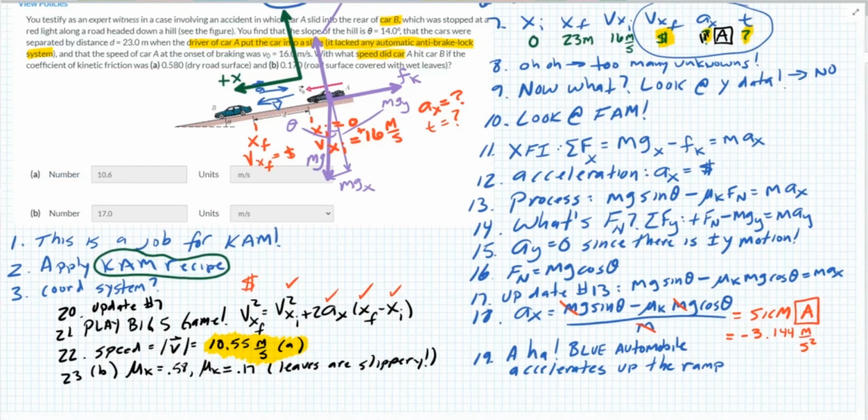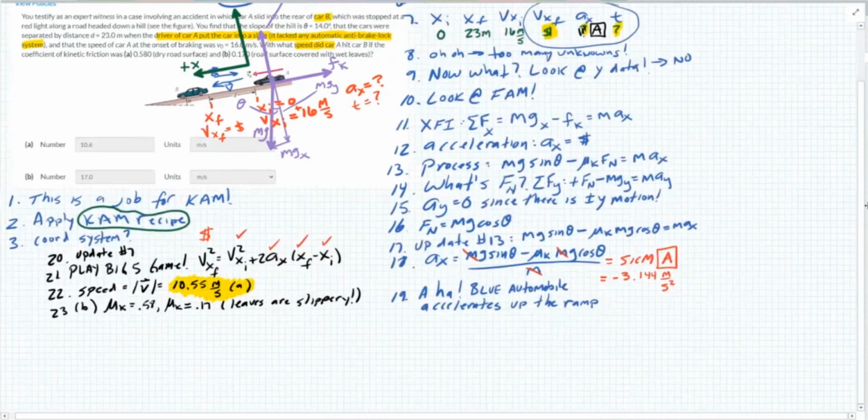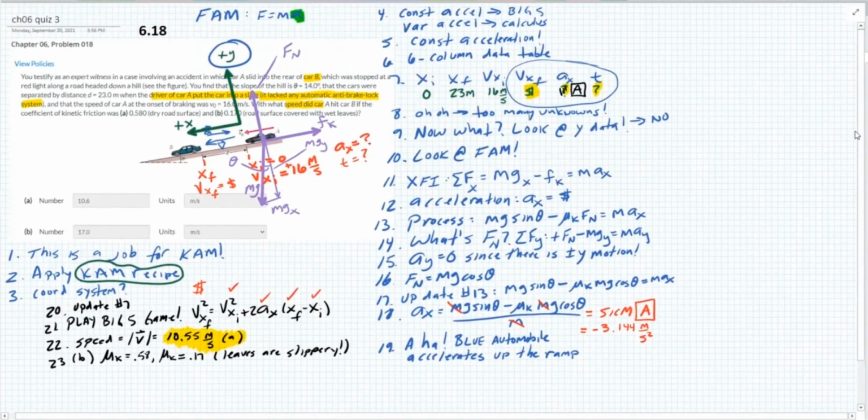Leaves are slippery. So go ahead, repeat everything. Let me scroll down a little. Well, let me zoom out. You can repeat all of this, and it's going to go quickly. You can repeat all of this for this new coefficient of kinetic friction. And I'll just write that down, number 24. Repeat steps. Everything's the same. I'm just going to say repeat with mu sub k equals 0.17. Okay.